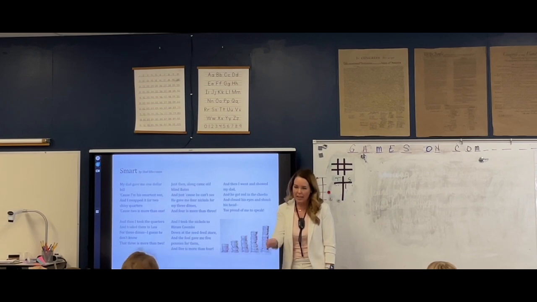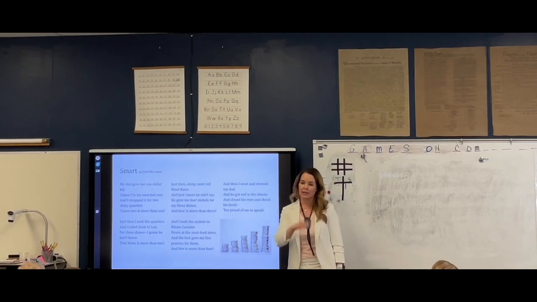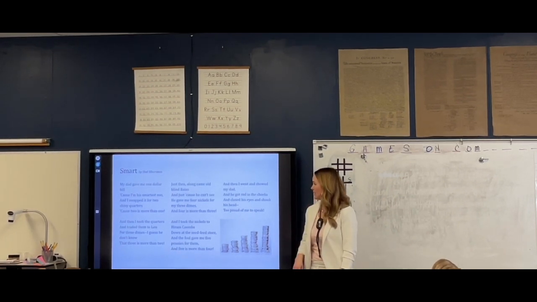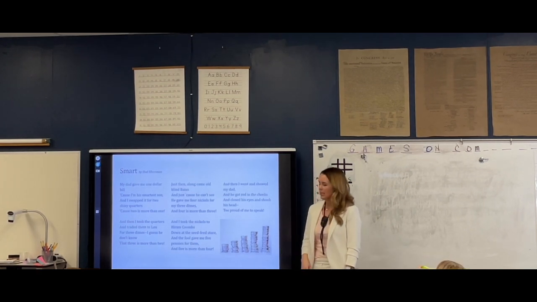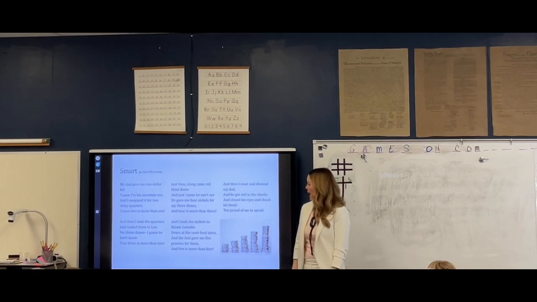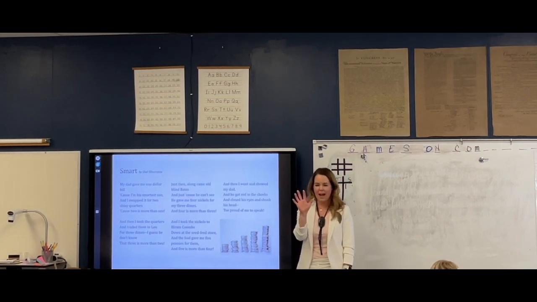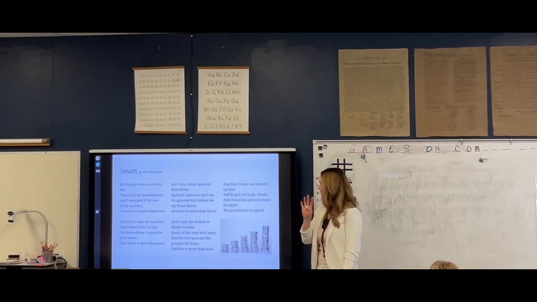Just then along came old blind Bates. And just because he can't see, he gave me 4 nickels for my 3 dimes. And 4 is more than 3. I took the nickels to Hiram Coombs down at the seed feed store, and the fool gave me 5 pennies for them. And 5 is more than 4.